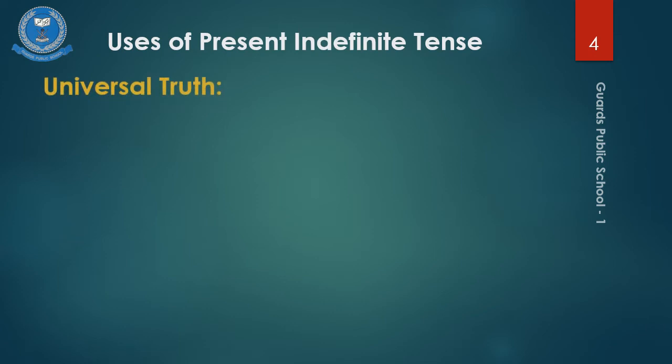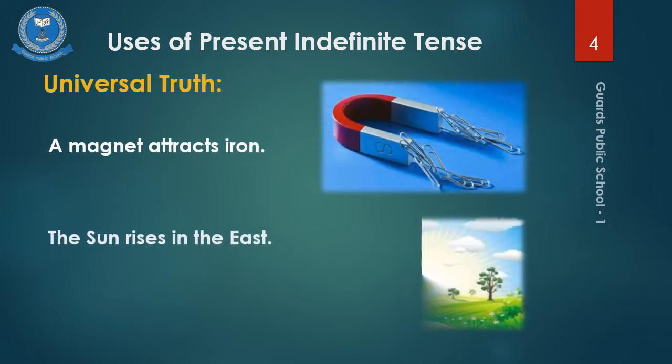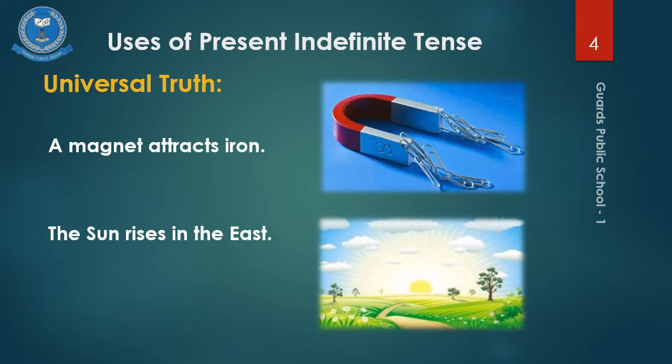Our next example is universal truth. The present indefinite is used to express facts that are always true or events that always happen. This use is often described with the term universal truth. For example, a magnet attracts iron. The sun rises in the east. These are the facts of nature which cannot be changed.